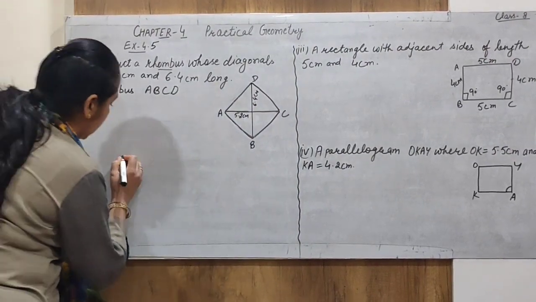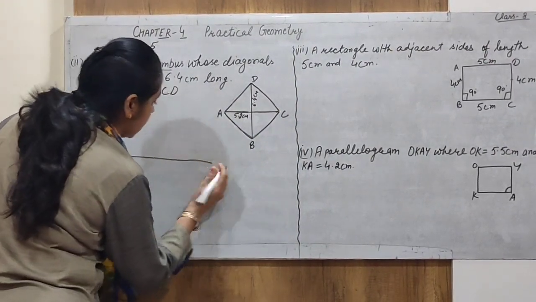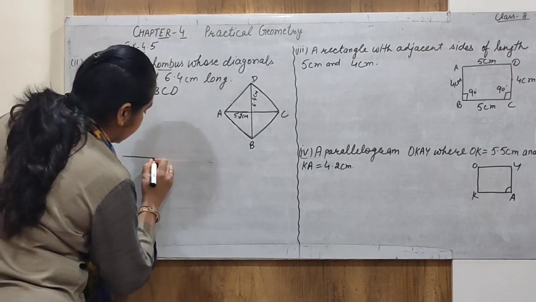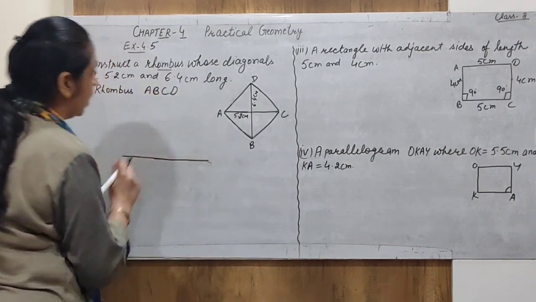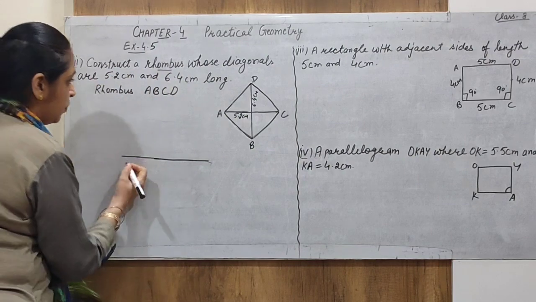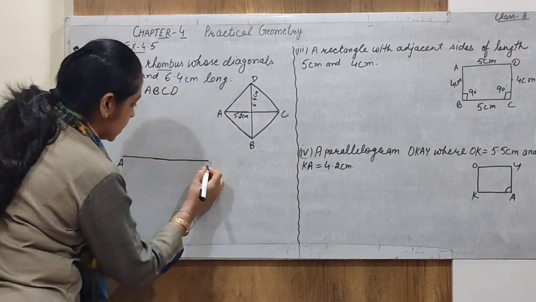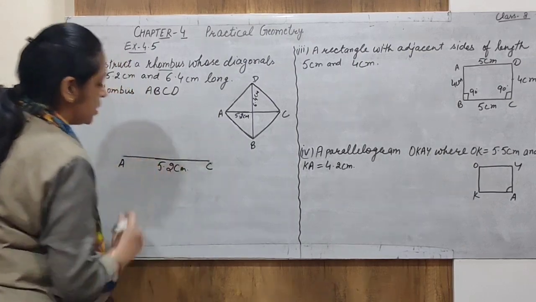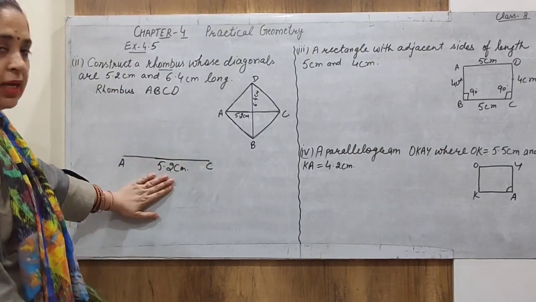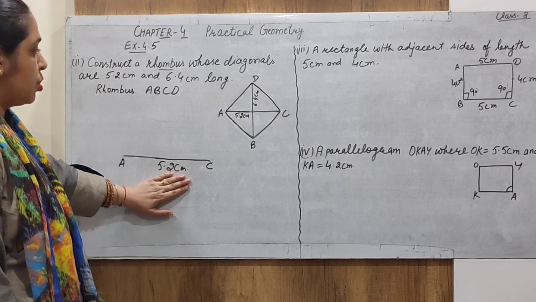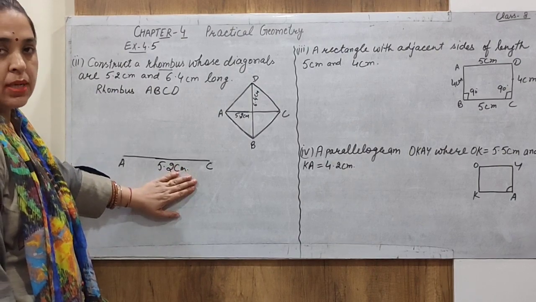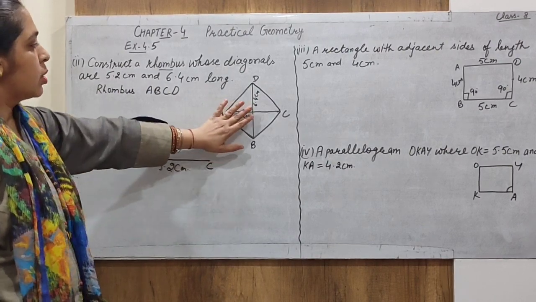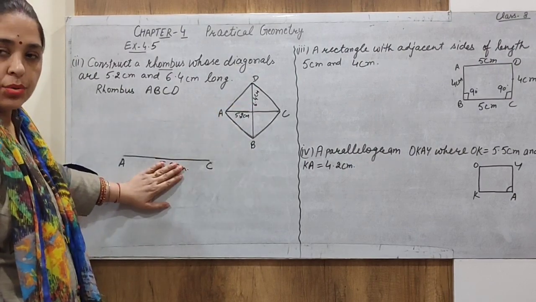Let us start with one line segment. This line segment is one of the diagonals of the rhombus. Its length is AC, which is 5.2 centimeters. This is the line we select to draw the rhombus.